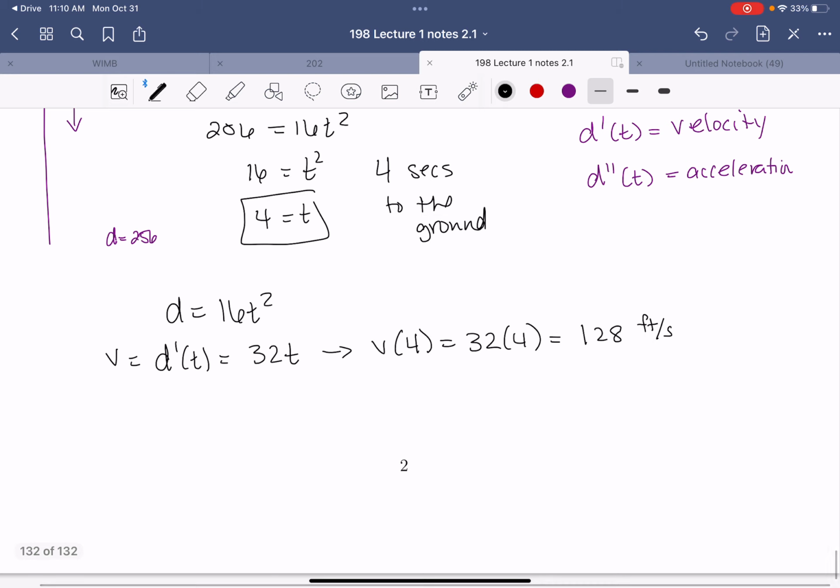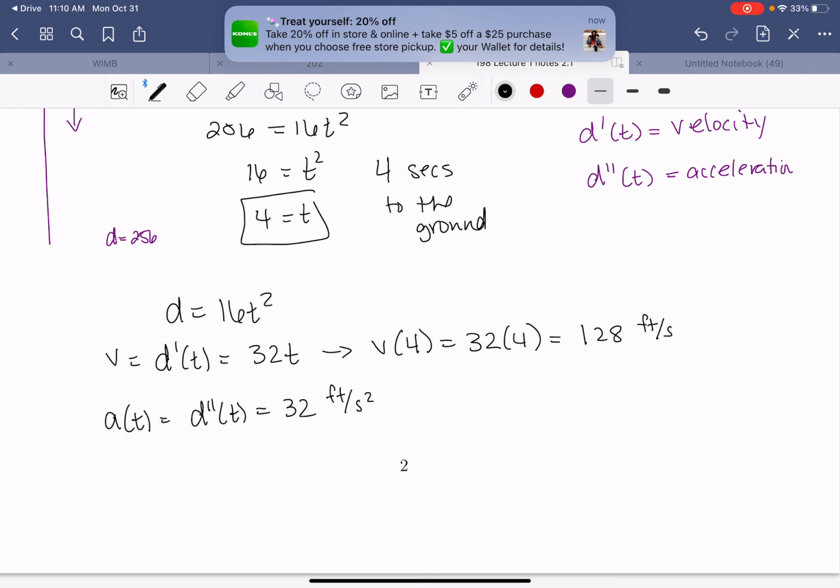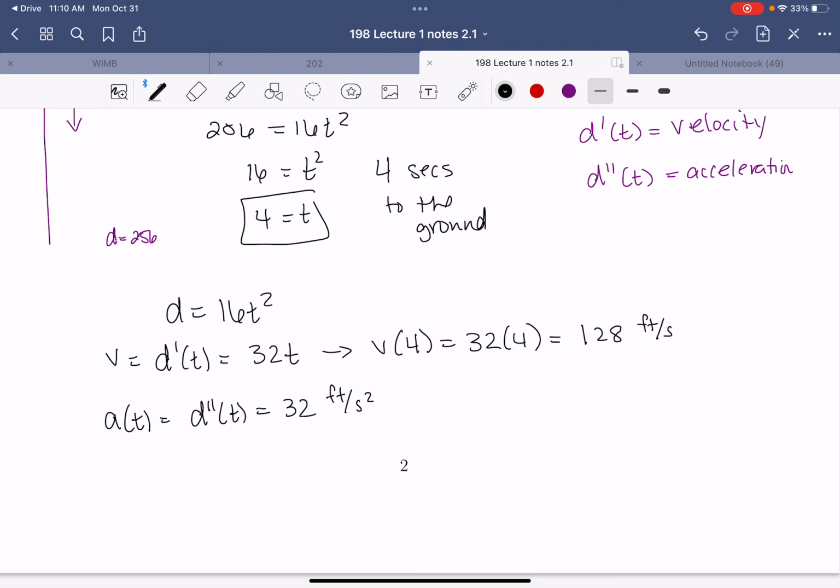And then they want to know what's the acceleration. So the acceleration, a of t, equals the second derivative of our position. So if we take the derivative of 32t, that's just 32. And so that's our answer, 32 feet per second squared. There's nowhere for me to plug in a time unit. So the acceleration is always 32 feet per second squared, which just happens to be the acceleration due to gravity, right? So 9.8 meters per second squared, or 32 feet per second squared, is the acceleration due to gravity. So those are our two answers for this one.